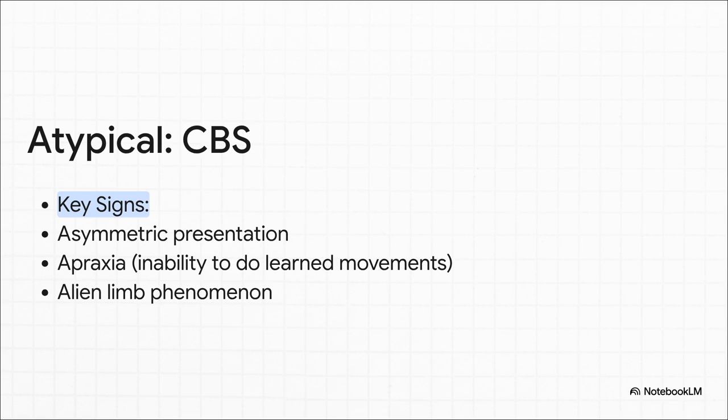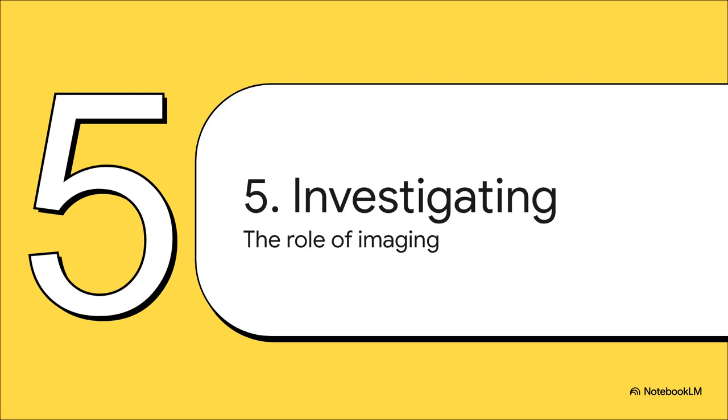A key feature here is that it's often strikingly asymmetric, affecting one side of the body much more than the other. But the really unique features are what we call cortical signs, which reflect dysfunction in the brain's cortex. This includes things like apraxia, where someone can't perform a learned movement like brushing their teeth, even though they have normal strength. And sometimes this very bizarre alien limb phenomenon, where a hand or arm seems to move with a mind of its own.